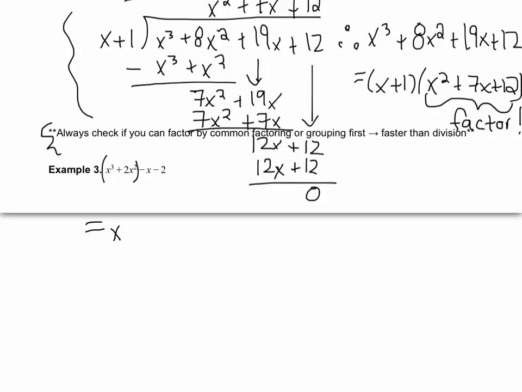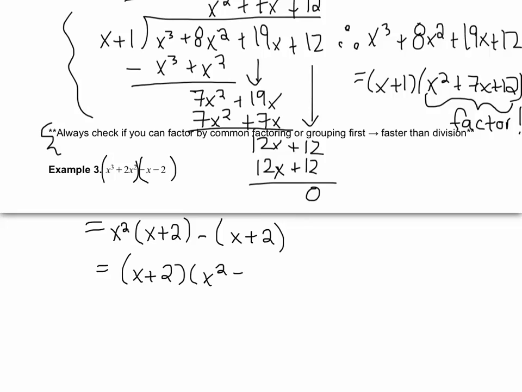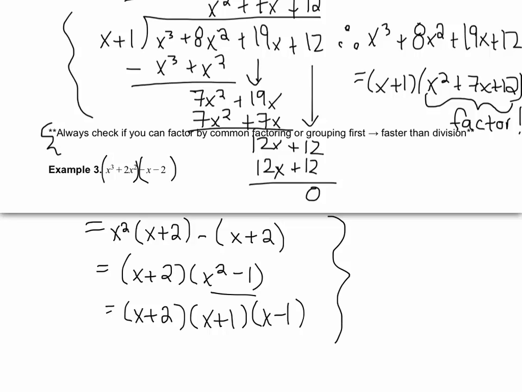If we factor out an x squared in the first two terms, we'd be left with x plus 2. If we factor out a negative 1 with our next two terms, we'd be left with x plus 2. And then this would factor to x plus 2 times x squared minus 1. And x squared minus 1 is a difference of squares, so we factor all the way down to x plus 2, x plus 1 times x minus 1. And you see how fast that is, and we didn't even need to do long division.